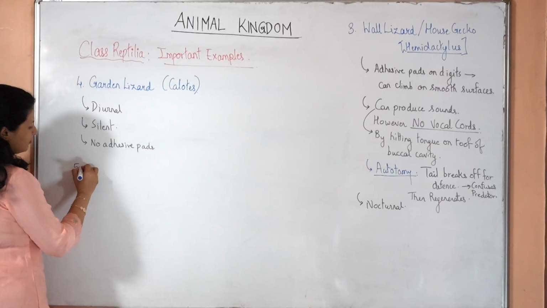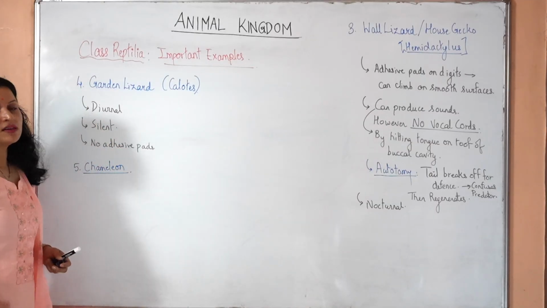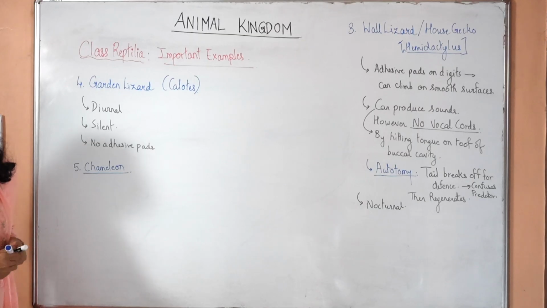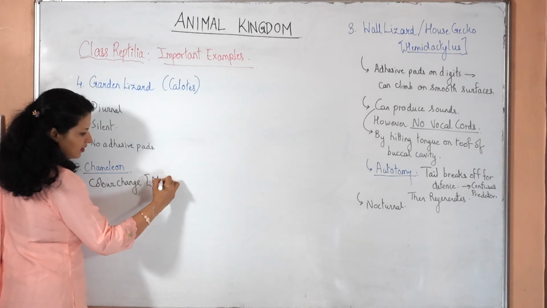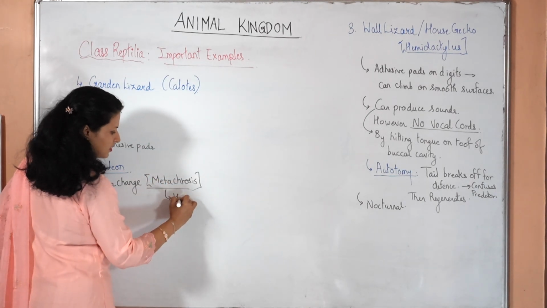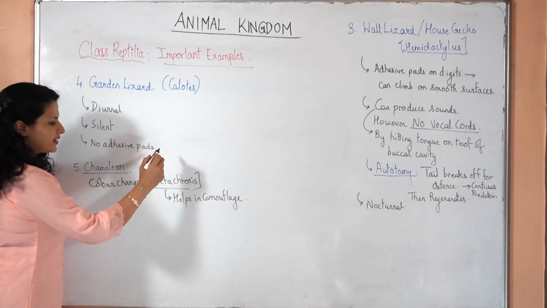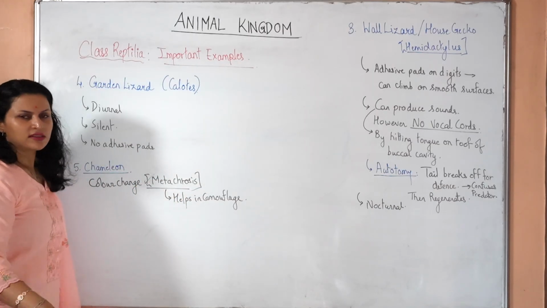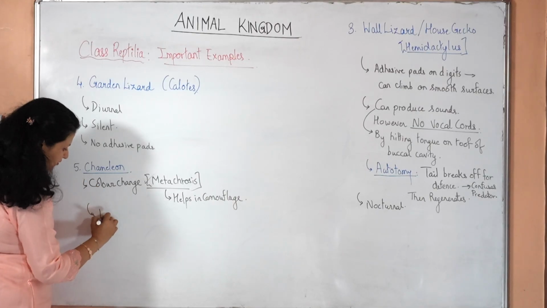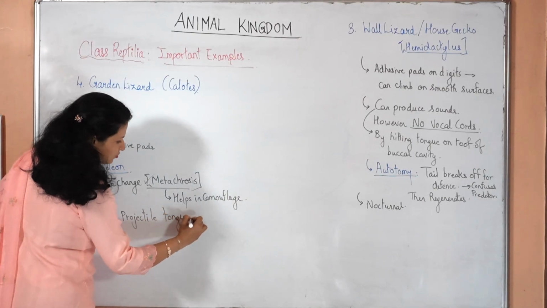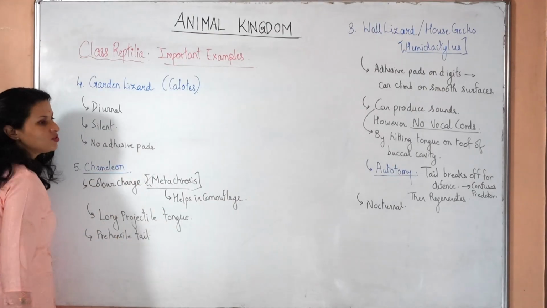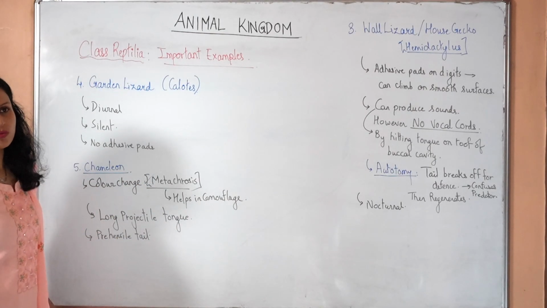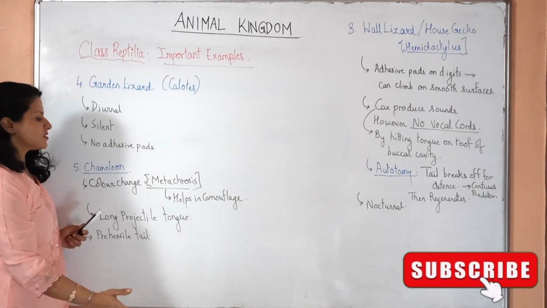Next example, chameleon. Scientific name is chameleon itself, and you know what the chameleon is famous for its property of camouflage. It shows the property of color change, metachrosis, which helps in camouflage. Metachrosis is a technical term, camouflage is a non-technical term used for it. It is also known to have long projectile tongue, which it uses for catching insects, and its prehensile tail, which it uses for gripping. So it does not do autotomy. There is no autotomy in case of the garden lizard and the chameleon.